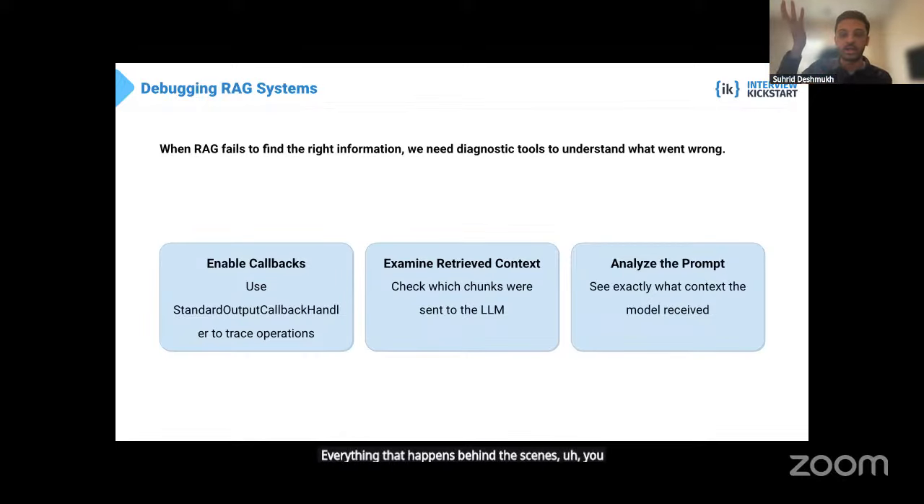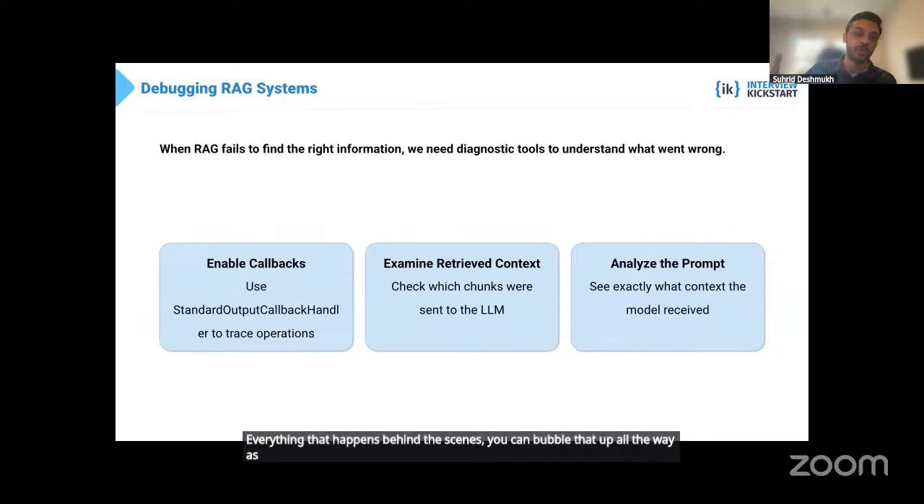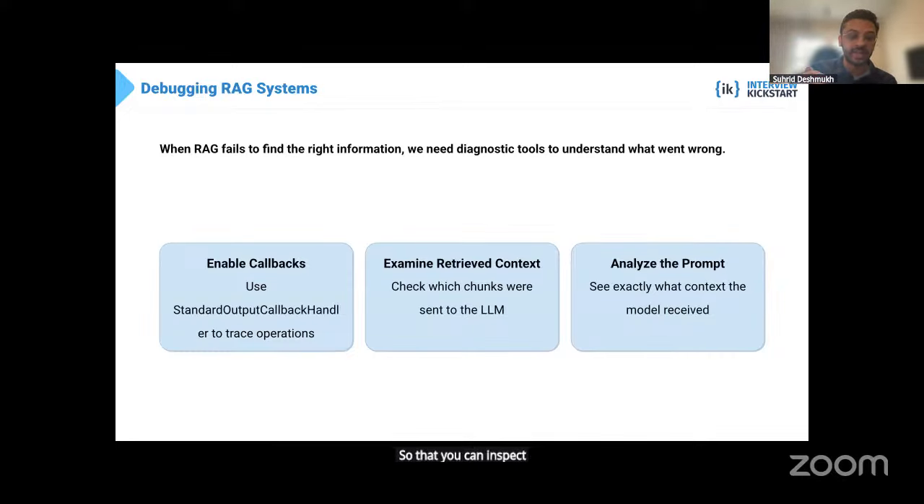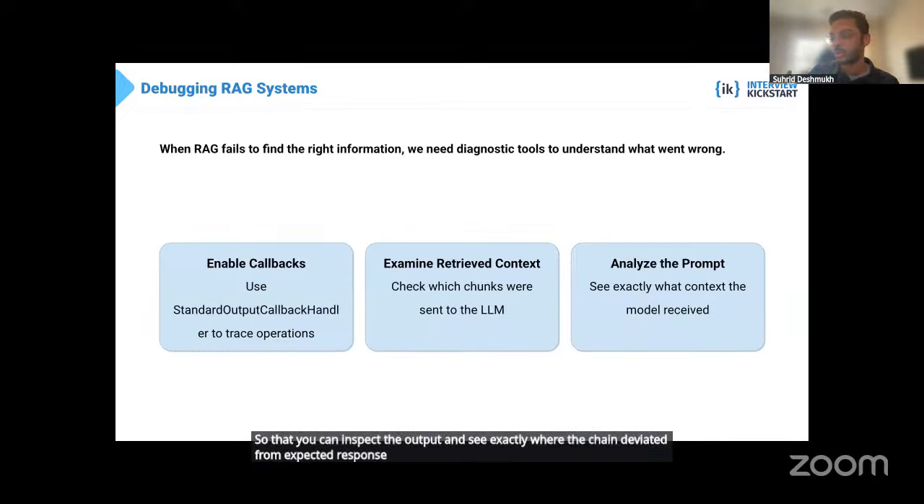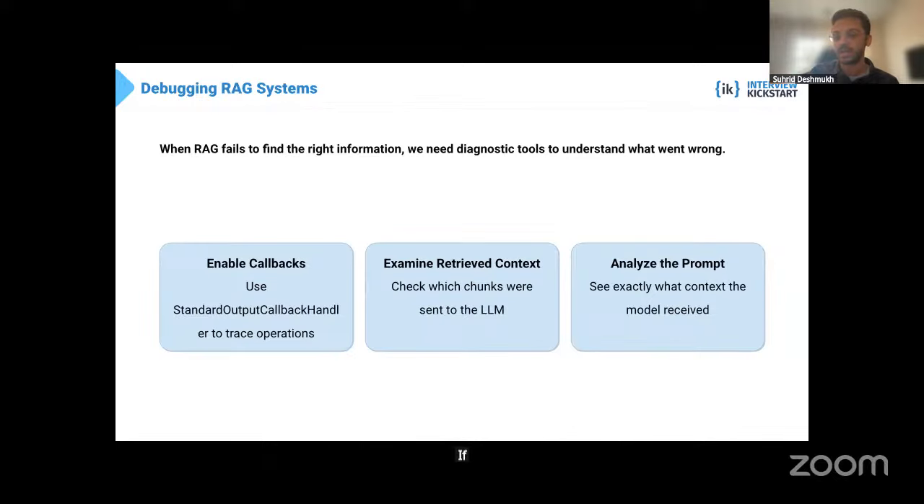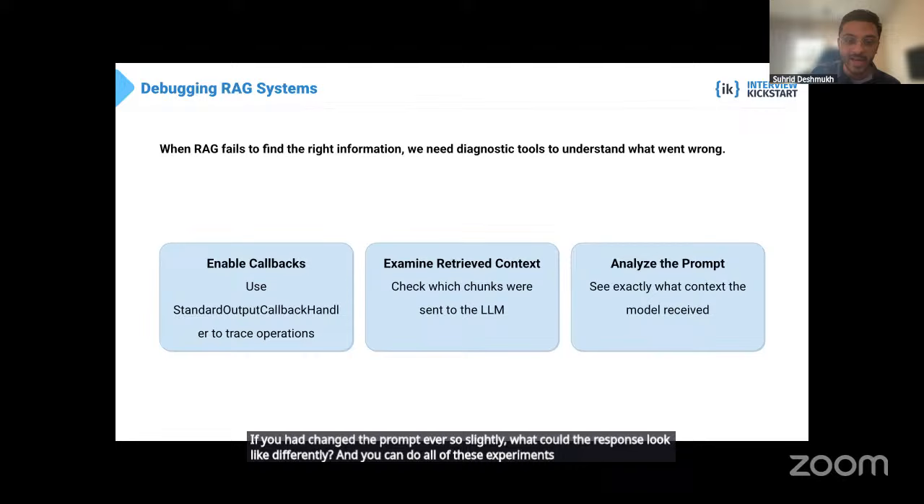You can bubble that up all the way as an output, so that you can inspect the output and see exactly where the chain deviated from the expected response. What if you had changed the prompt ever so slightly, what could the response look like differently? And you can do all of these experiments with these callbacks.